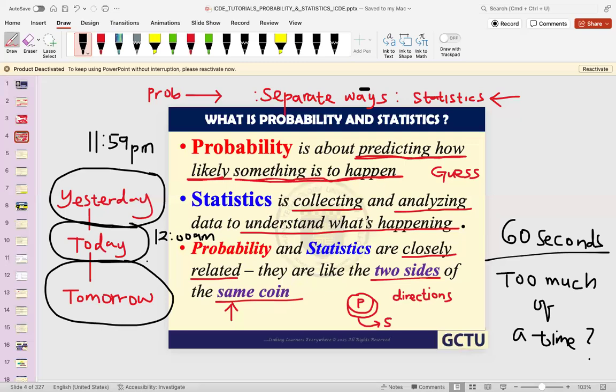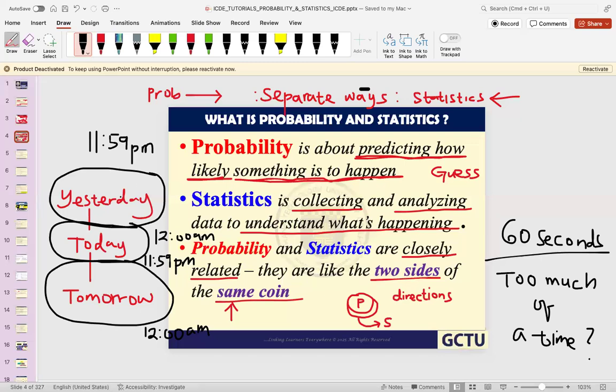Today, again, will end at 11:59 p.m. And then tomorrow will start again at 12 a.m. So are they closely related? Yes, because you have 60 seconds between the two. And that is how probability and statistics are closely related.